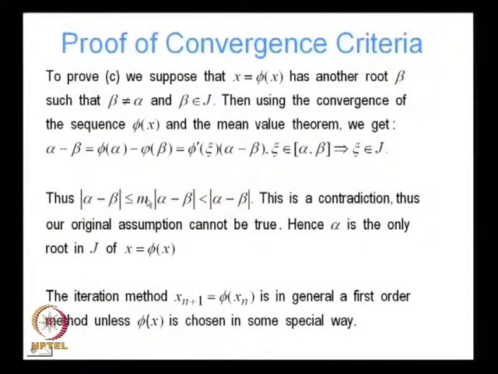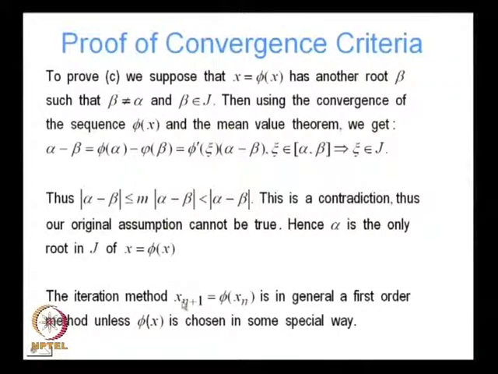So, since m is less than 1, this has to be less than |alpha minus beta|, which is not possible, right. Alpha minus beta cannot be less than alpha minus beta, which is impossible. This is a contradiction. Thus, our original assumption that phi(x) has another root beta in that interval is false, and hence alpha is the only root in J of x equal to phi(x).